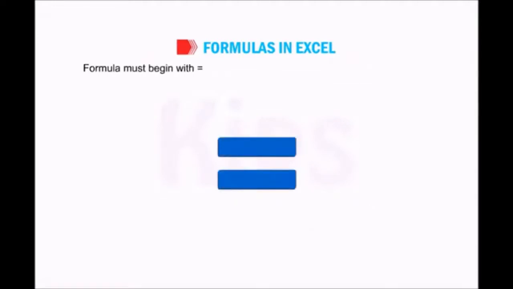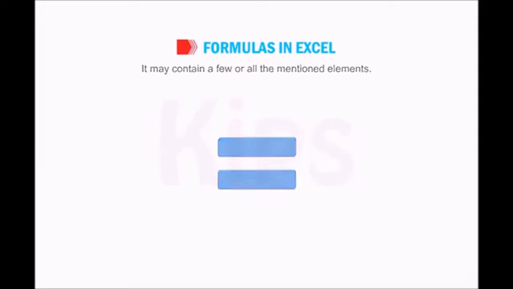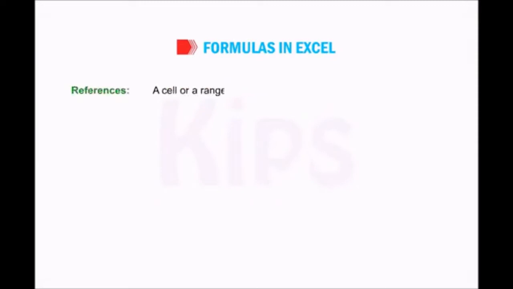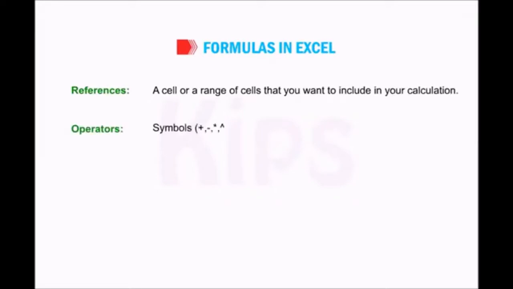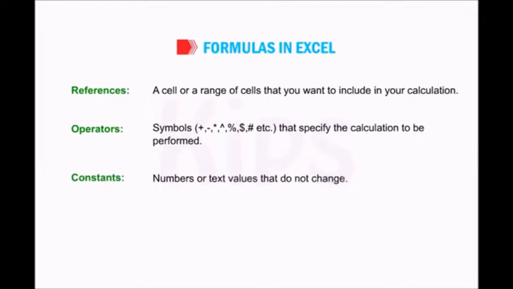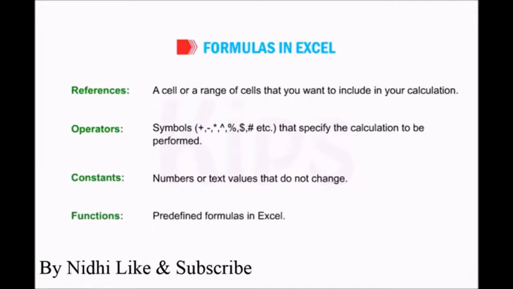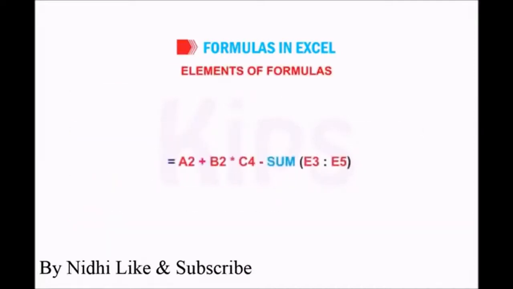Formula must begin with equal to symbol followed by cell references and operators. It may contain a few or all the mentioned elements. References: a cell or a range of cells that you want to include in your calculation. Operators: these are the symbols like plus, minus, multiply, divide, percent, etc. that specify the calculation to be performed. Constants: these are numbers or text values that do not change. And functions: these are predefined formulas in Excel.